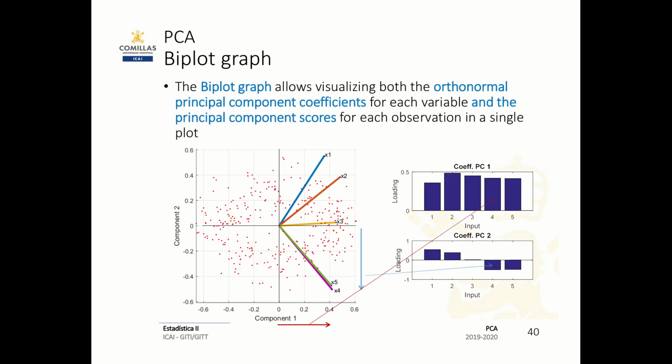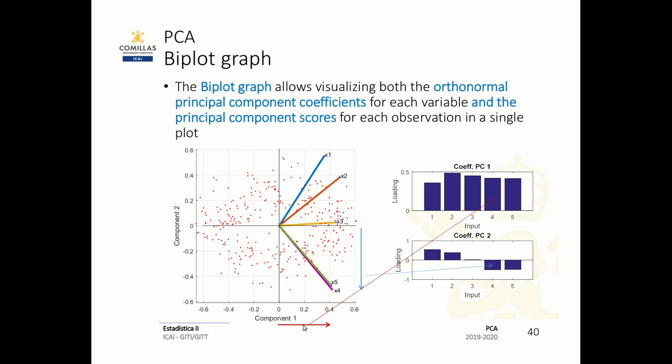Then another very useful tool that we have with the PCA is the biplot graph, in which we can see the projections of the input data onto the first and second principal components. These are these dots, but we can also plot at the same time the projection of the input variables into this plot. So for every input variable we can analyze the loadings.